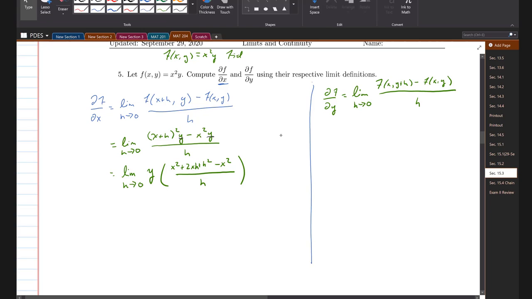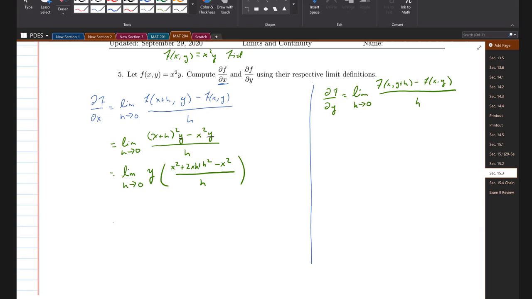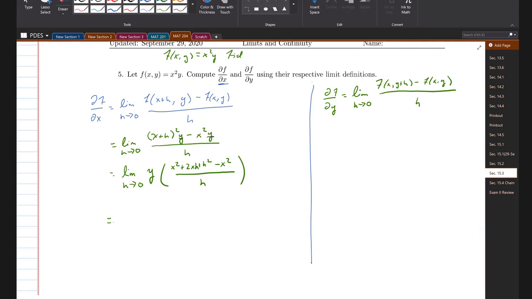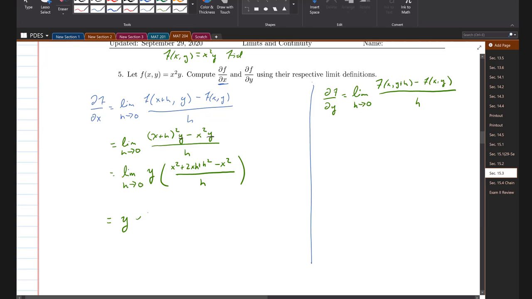Okay, but here's where we get to start. I mean, it's multivariate calculus, folks. We've got lots of variables. y does not change as h changes. So as far as h is concerned, y is a constant. And what can I do with constants in regards to limits? You can pull them out of it. Bingo. Exactly, Aya.